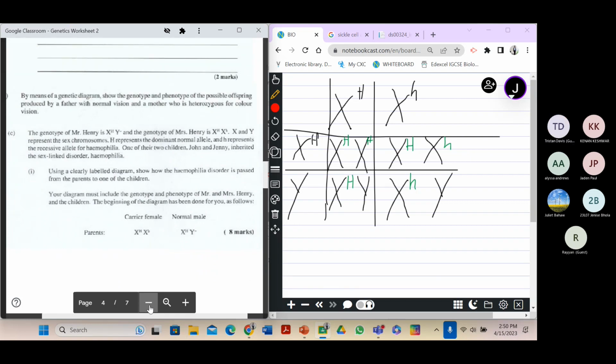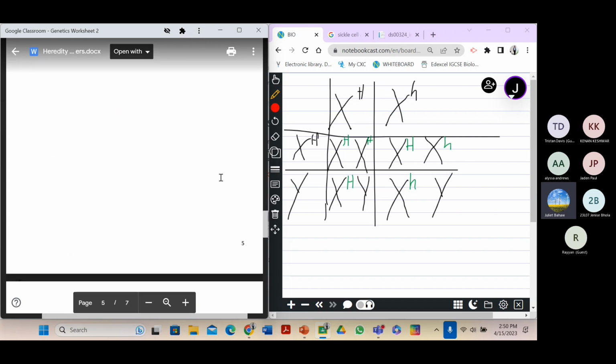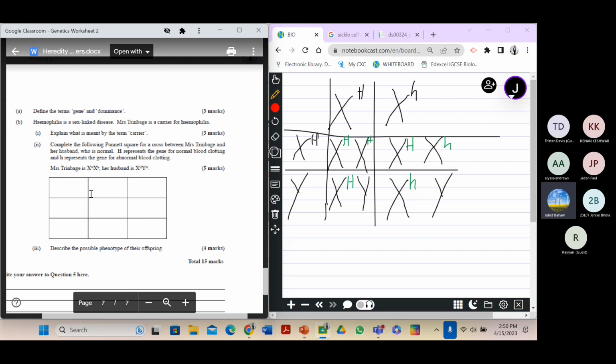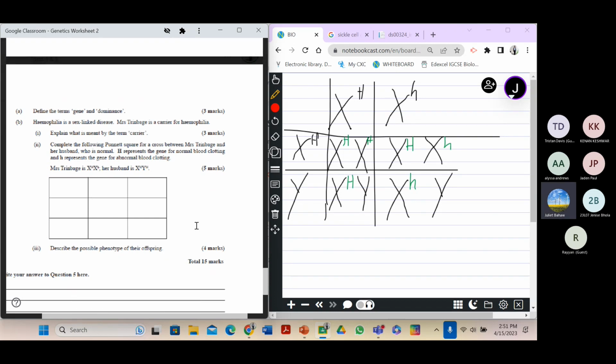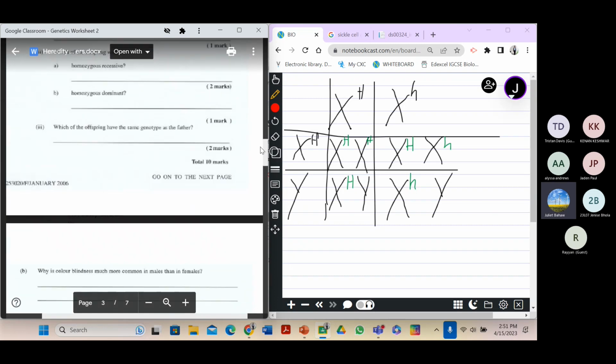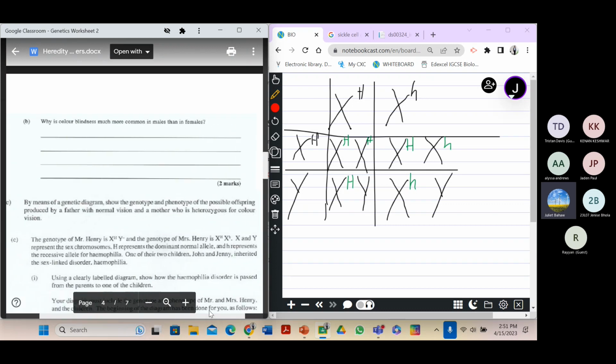Yes, miss. So for homework, I want you all to do the remaining questions. It's just this one here, right? They give you the symbols. There's also one on color blindness right here, part B. What is color blindness? By means of a genetic diagram.